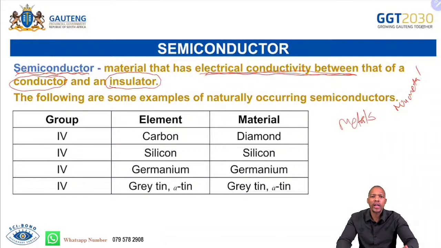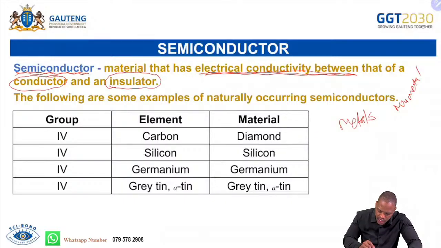Like what? In grade 10, we said if you take a semiconductor and you increase the temperature on it, this will excite the electrons and the electrons will start conducting electricity. That was in grade 10. We can increase the temperature on the semiconductor itself. Then it will do what? It will start conducting electricity. That's why they say it has the electrical conductivity that is between.